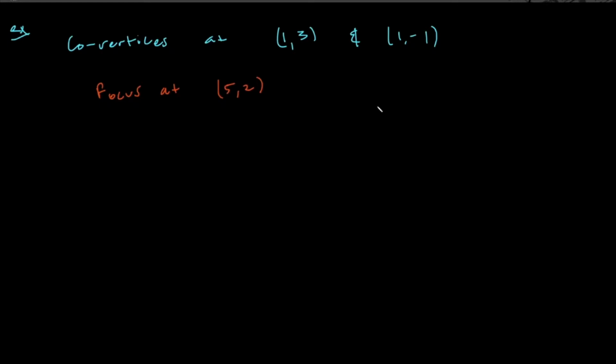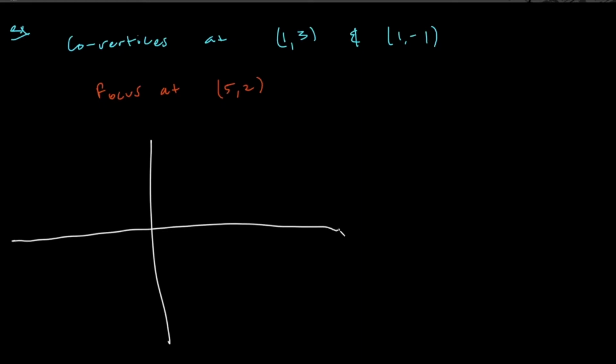Alright, let's get started. So we got co-vertices at 1, 3 and 1, -1. Let's draw a rough picture here. 1, 3 would be roundabouts here, and 1, -1. These are the co-vertices. So this must be the minor axis. If that's the minor axis, then we must be talking about a horizontal ellipse.